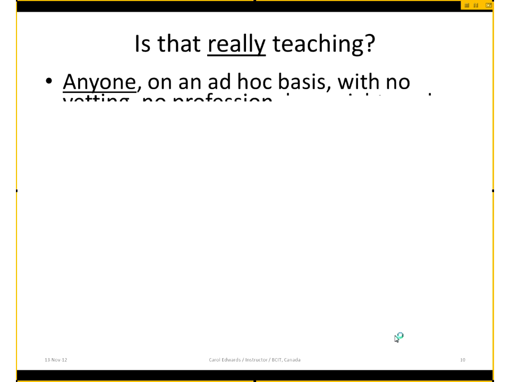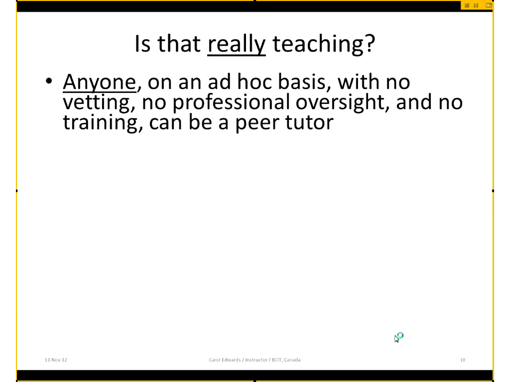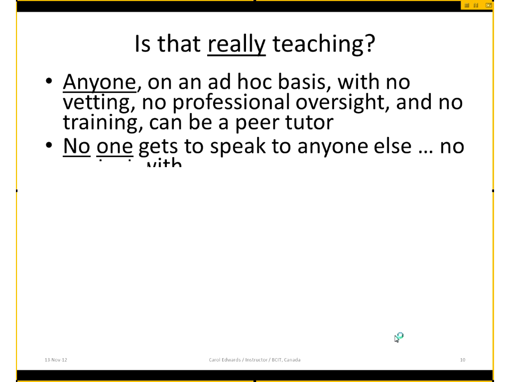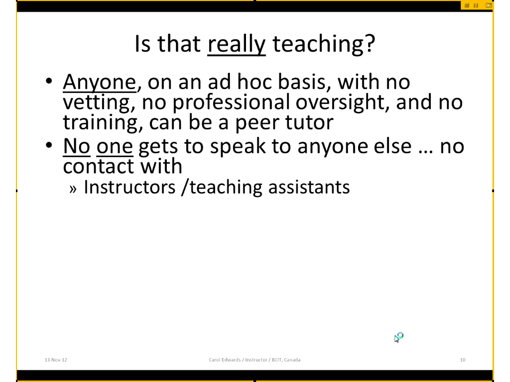What I find an essential and absolutely frightening aspect of these MOOCs is that absolutely anybody on an ad hoc basis with no oversight, no vetting, no training can be a peer tutor. Indeed, it's essential. It's a way of reducing costs. Experts cost money, but people logged onto a website, well, they provide free labor.